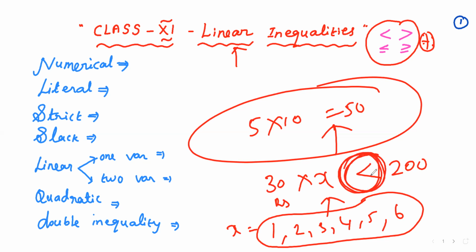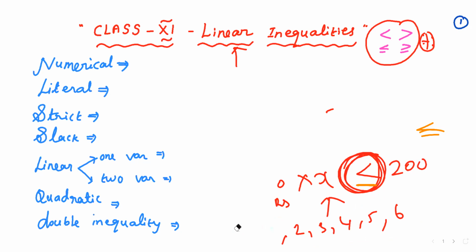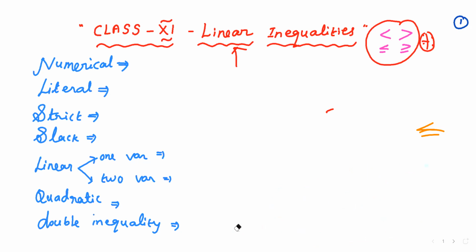When will the less than or equal to symbol come? Suppose your burger is 40 rupees, then the equal symbol also will come, less than or equal to will come. You understand? Okay, now, some definitions they have given: numerical inequality and literal inequality, strict inequality, slack inequality. What are those things? We'll learn.